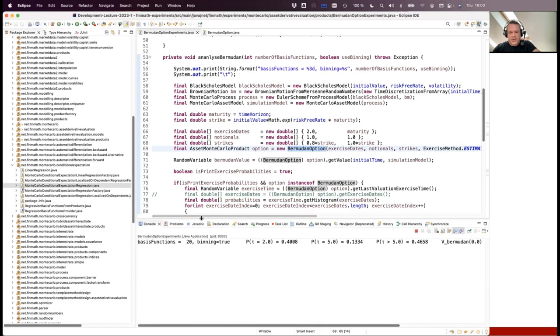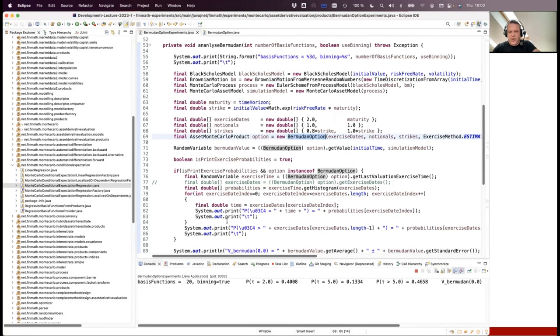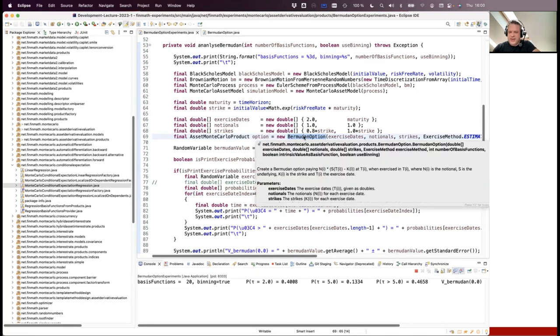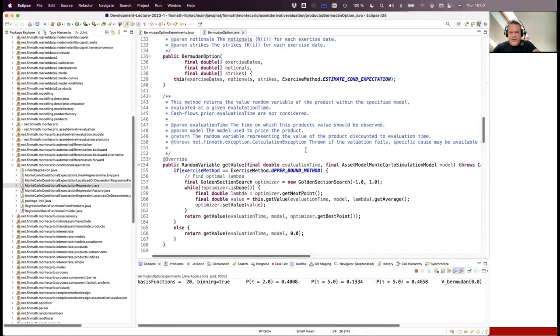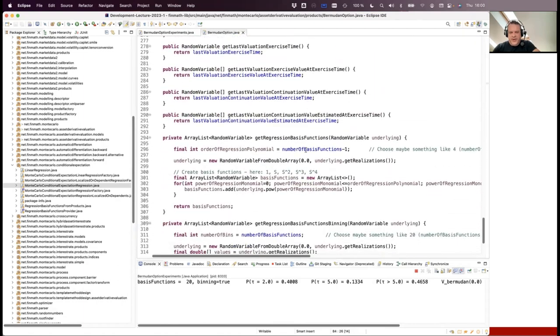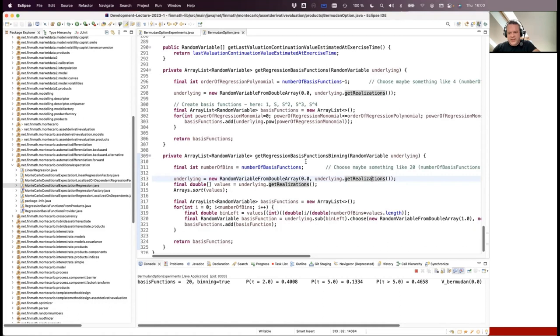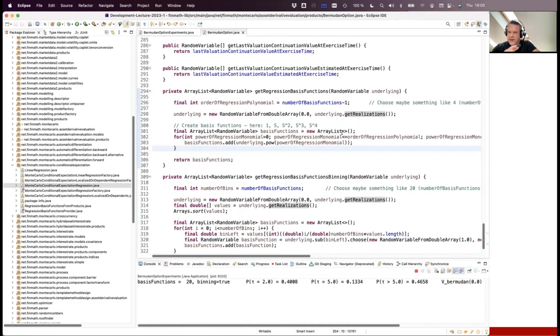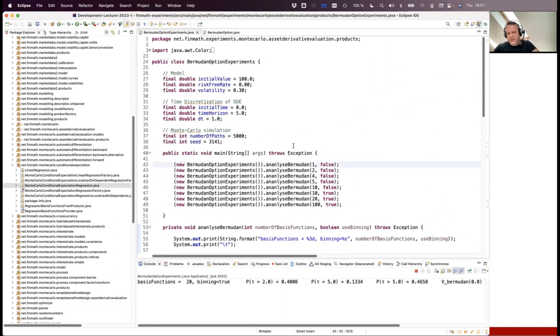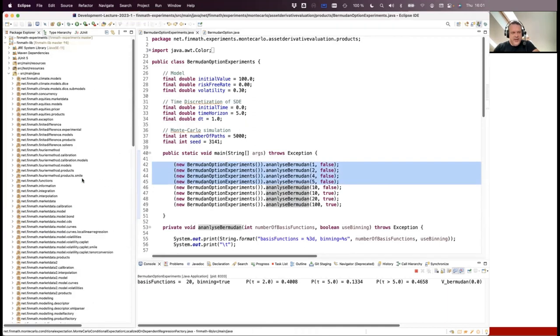Let me just finish now with showing you the plots that we do. So what are the regression basis functions we use? The Bermudan option here uses two different versions of regression basis functions. If the Boolean use binning is true, I will use just indicator functions. These guys here are just building the bins and they build indicator functions. So you see it's either one or zero. If binning is false, I will use a polynomial in the stock, 1, s, s squared, s to the power of 3. So I will use a smooth function. Okay, so now let's try this little experiment with these settings.